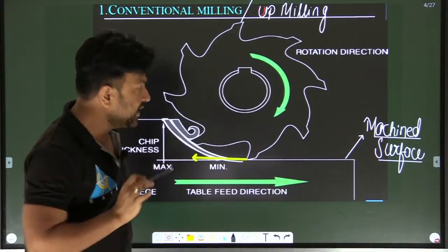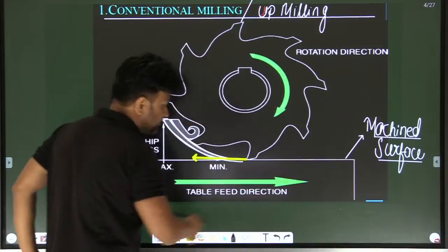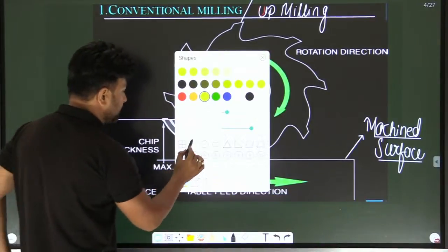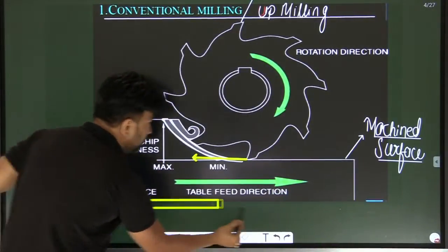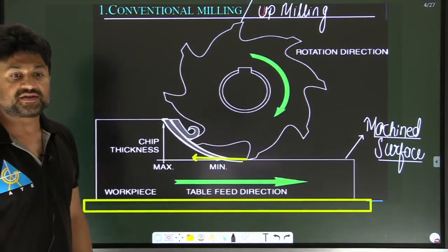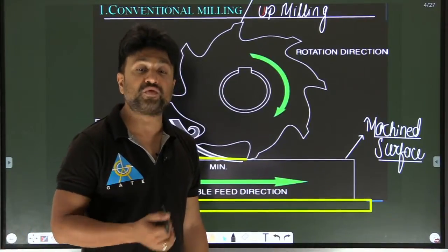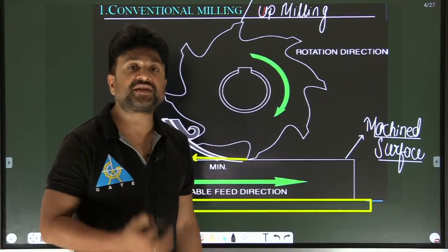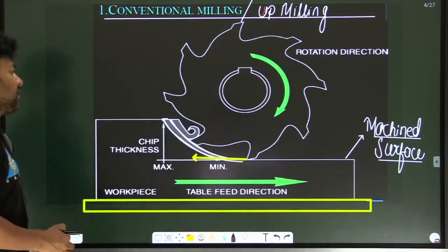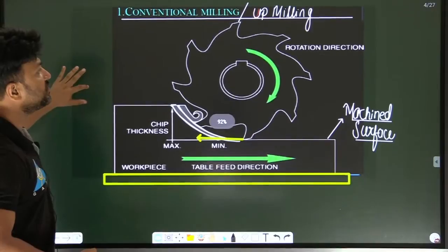The milling cutter will rotate about its axis. Only the workpiece will move on the work table. This is a work table, my dear. Have you ever thought how a work table does a linear motion?